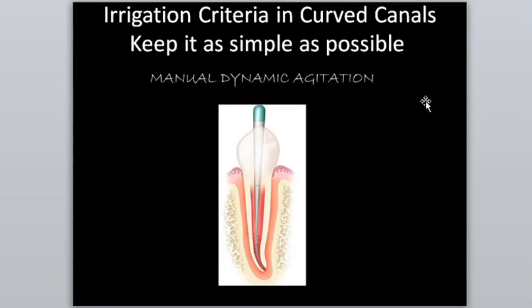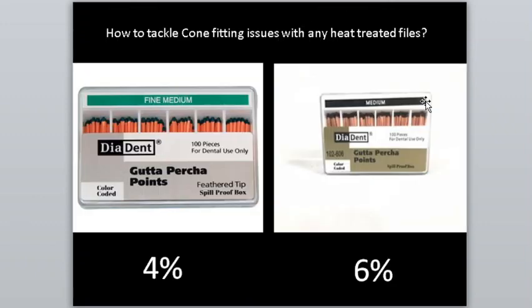So keep it simple. Use manual dynamic agitation in curved canals. In other routine cases, you can use whatever you choose. Ultrasonic has more research as compared to the sonic. Now, how to tackle cone fitting issues with any heat treated files?